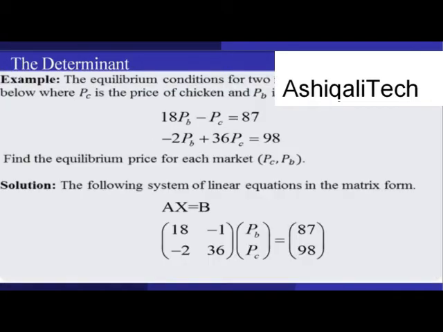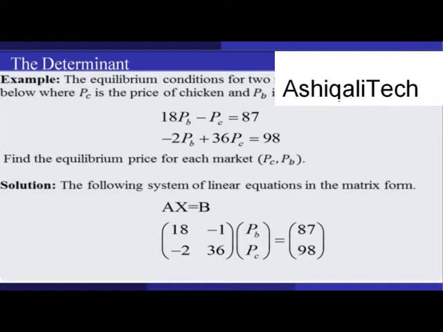Dear students, now we see another example. The equilibrium conditions for the two related markets are given below, where PC is the price of chicken and PB is the price of beef. The first linear equation is 18 PB minus PC is equal to 87, and the second linear equation is minus 2 PB plus 36 PC is equal to 98. So we have to find the equilibrium price of each market, PC and PB.